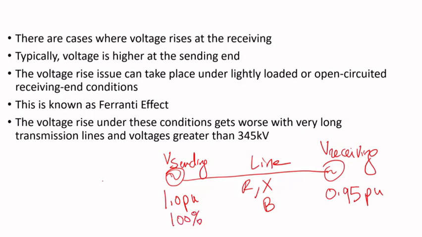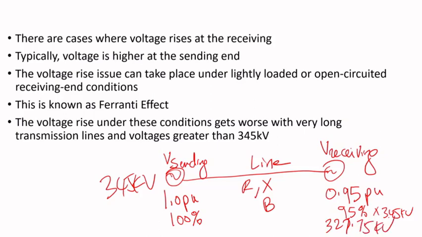In other words, if this is a 345 kV rated line, the voltage here is 345 kV. But here, the voltage will only be 95% of rated. In other words, 95% times 345 kV. And if I do the math, the voltage would be around 327.75 kV. So it's less. This is what we normally understand. It makes sense to us.